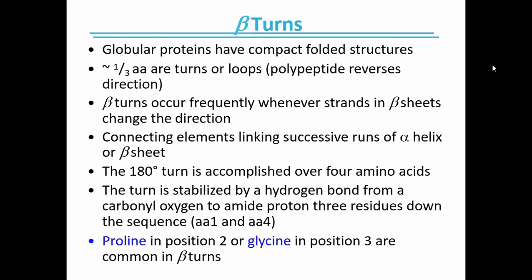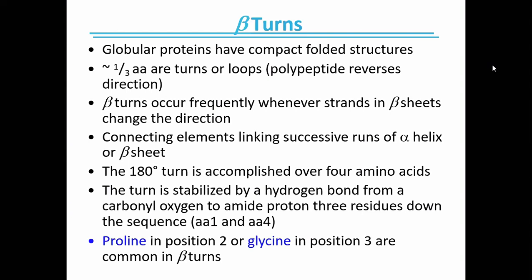So 2 alpha helices or 2 beta sheets are connected through a beta turn. The size of this beta turn is 3 or 4 amino acids, but 4 amino acids is more common. The turn is stabilized by a hydrogen bond between amino acid number 1 and amino acid number 4.